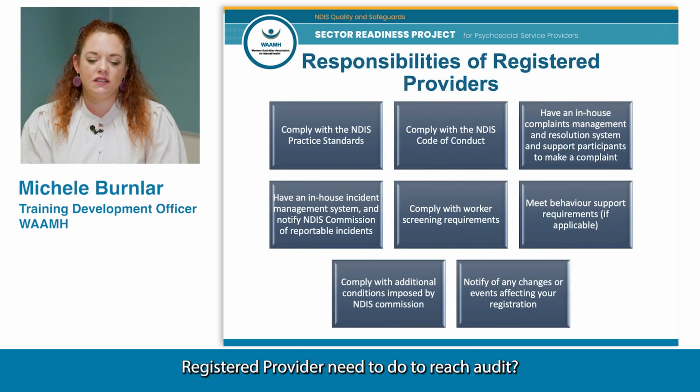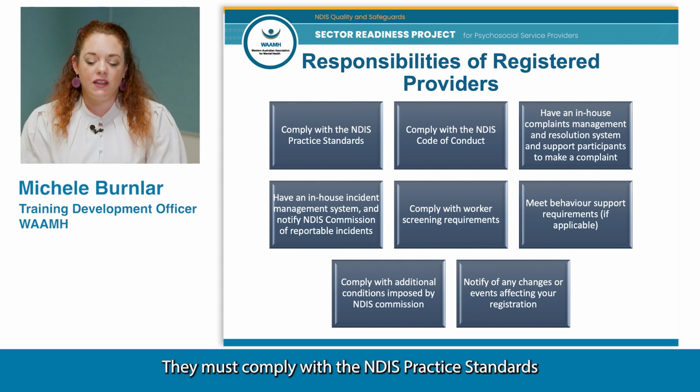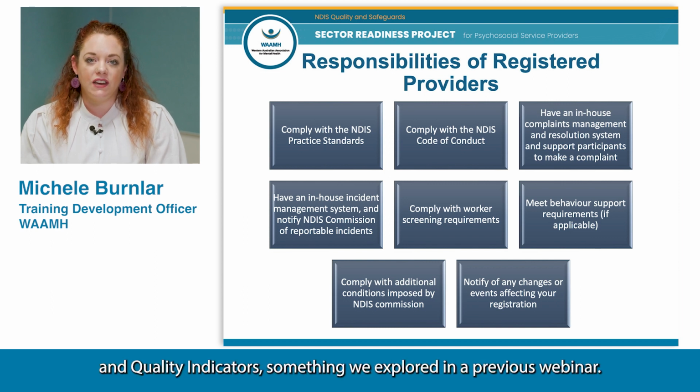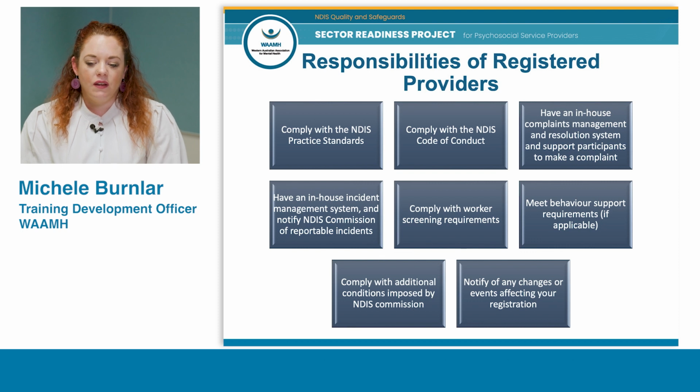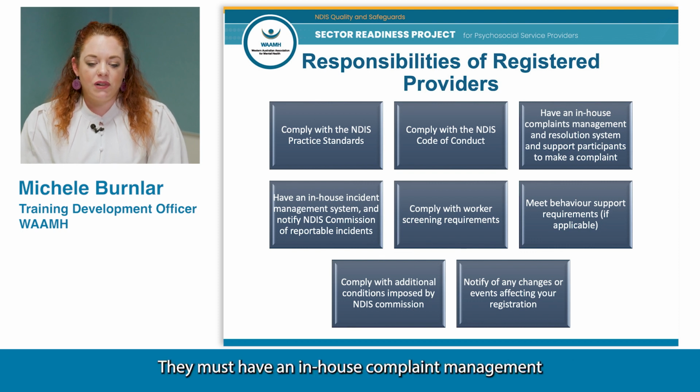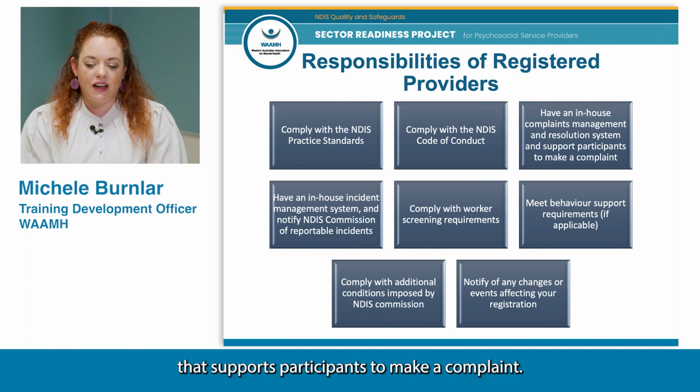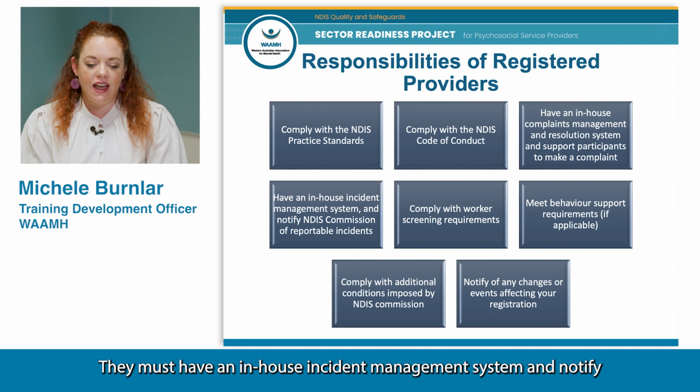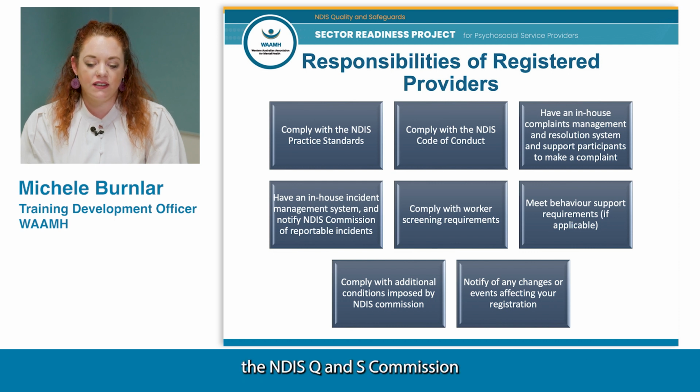So what does a registered provider need to do to reach audit? They must comply with the NDIS practice standards and quality indicators, something we explored in a previous webinar. They must have an in-house complaint management and resolution system that supports participants to make a complaint. They must have an in-house incident management system and notify the NDIS Q&S Commission of reportable incidents in a timely fashion.